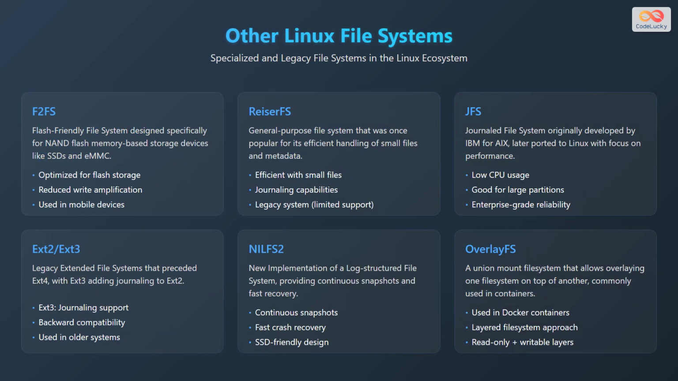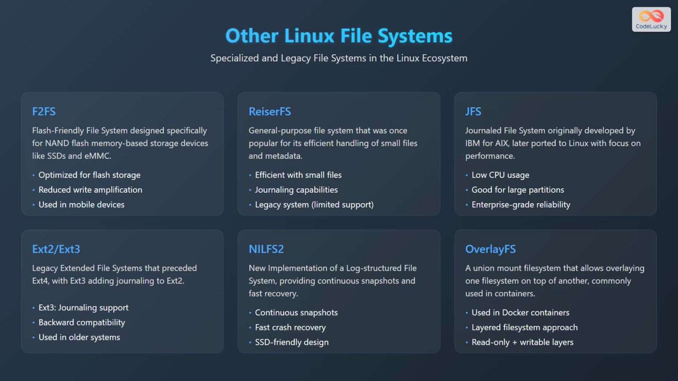Now let's briefly discuss some other specialized and legacy file systems in the Linux ecosystem. First, we have F2FS, which is a flash-friendly file system designed specifically for NAND flash memory-based storage devices like SSDs and embedded multimedia cards. It is optimized for flash storage, it reduces write amplification, and is commonly used in mobile devices. Next, we have ReiserFS, a general-purpose file system that was once popular for its efficient handling of small files and metadata. It is efficient with small files, has journaling capabilities, but is now a legacy system with limited support.